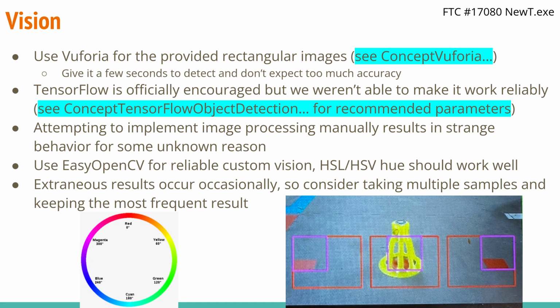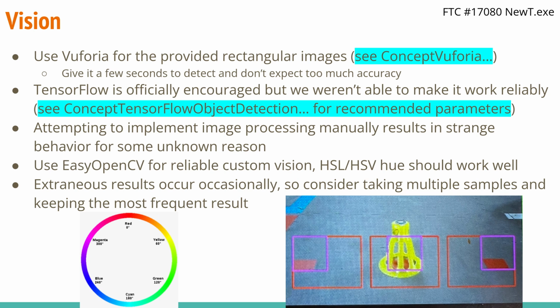TensorFlow is officially encouraged, and they've updated the model and parameters used in TensorFlow object detection, so you can take a look at that if you want to figure out how to use it best. But in the past, we weren't able to make it work reliably. First we tried implementing it manually by getting the image data and processing it in Java, but that encountered some bugs we weren't able to fix.